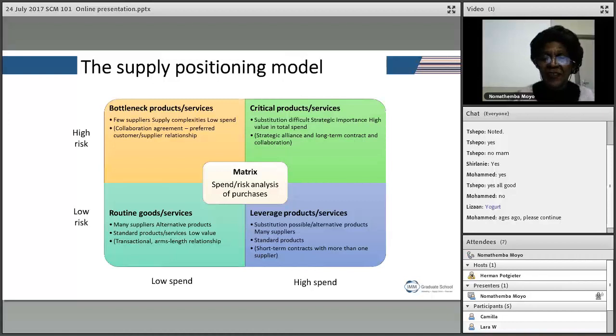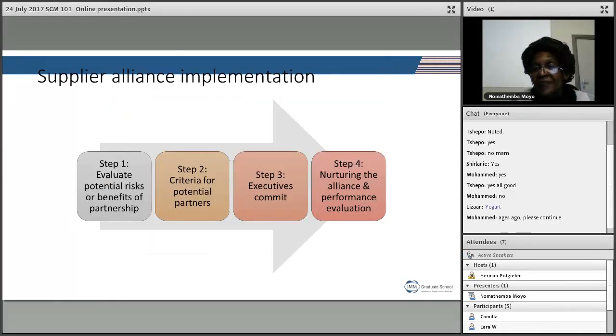Leverage products and services. This is where there is high spend and low risk, meaning substitution is possible. Alternative products can be there. There are many suppliers. The products are standard. Short-term contracts with more than one supplier. So please get to understand this model.